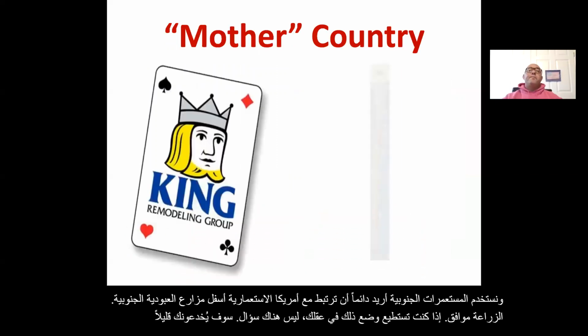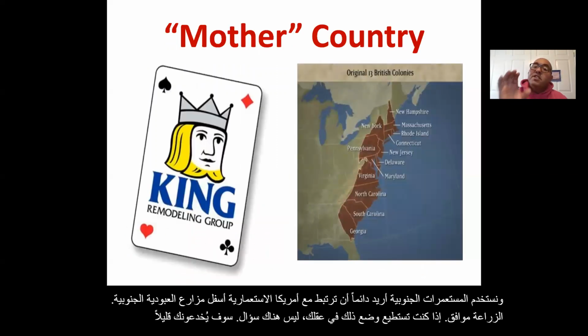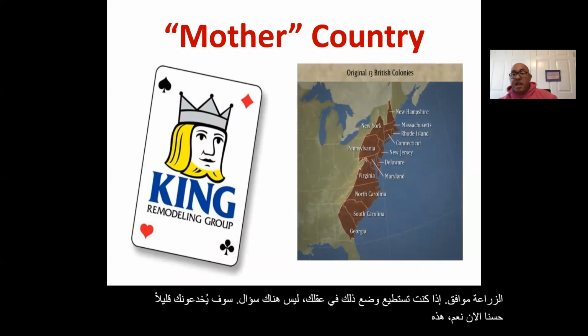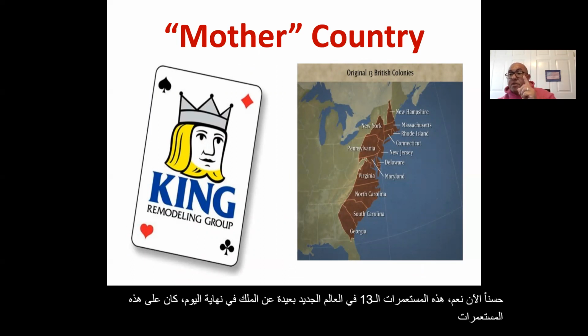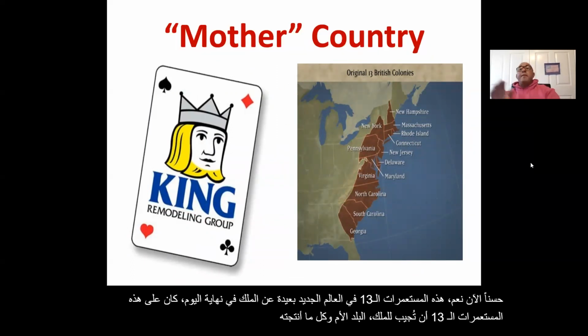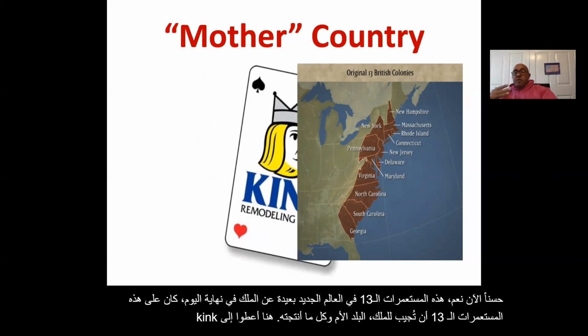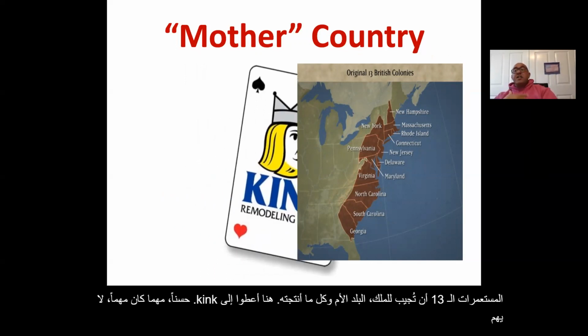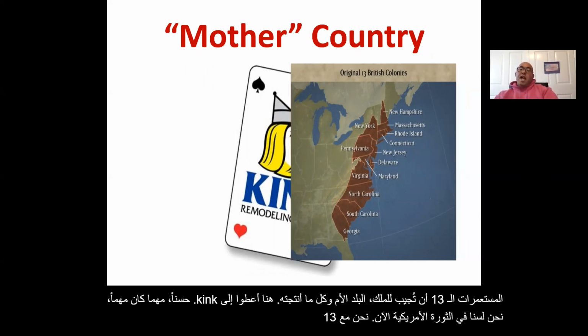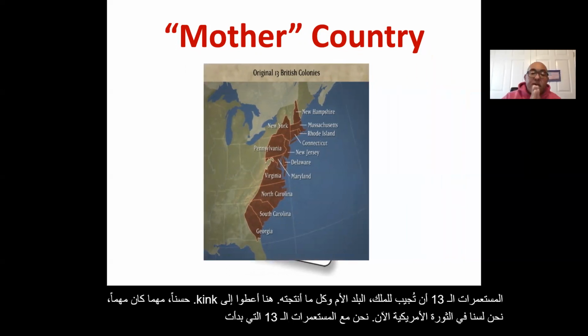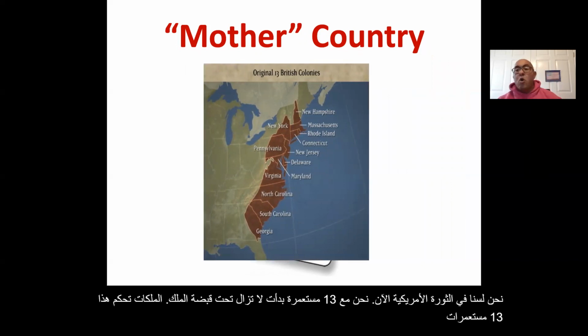All right. Now, yes, these 13 colonies are in the New World, far away from the king. But at the end of the day, these 13 colonies had to answer to the king, the mother country, and everything they produced here, they gave to the king. Okay. So no matter what, we're not at the American Revolution right now. We are with the 13 colonies starting out still under the king's grasp, the king's control. And everything that was produced here has to go to the king.